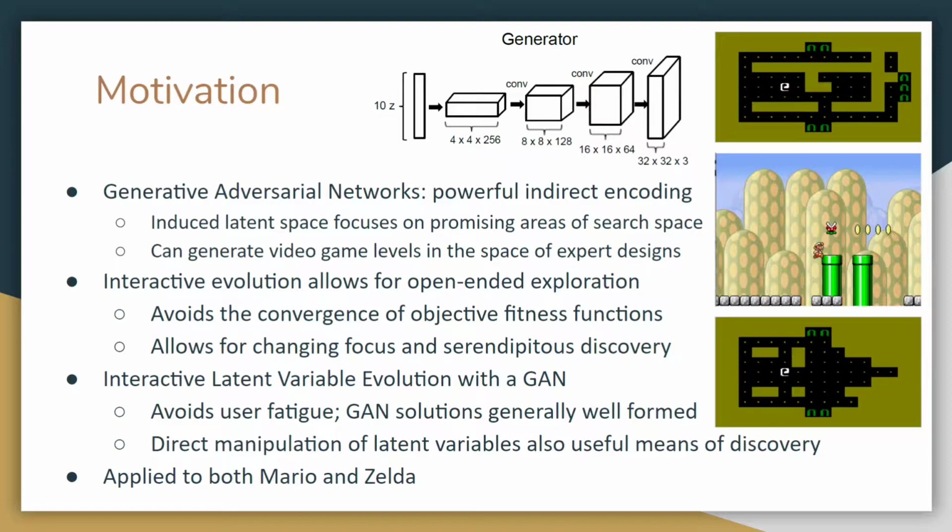It can avoid the convergence that you get with objective fitness functions and allows you to change focus as you're going, and sometimes you get serendipitous discovery of new things. So specifically, when you combine these two things, you get interactive latent variable evolution, and we're using a GAN specifically to do that. And when you use a GAN for this process, you get less user fatigue. That's usually a problem with interactive evolution, but GAN solutions are generally well formed, so you don't waste a lot of time looking at garbage.